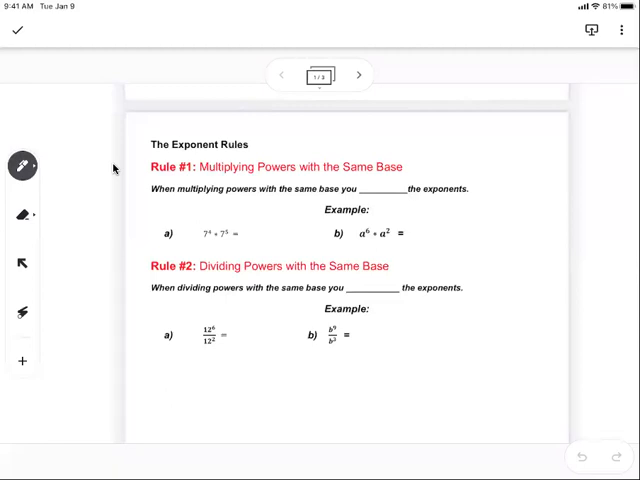So I believe here we're on the back of the first page, where we have the exponent rule. So open up your packet to the first page. We have rule 1. We already have that complete, but now we're learning rule 2 today. Rule 2 is dividing powers with the same base.